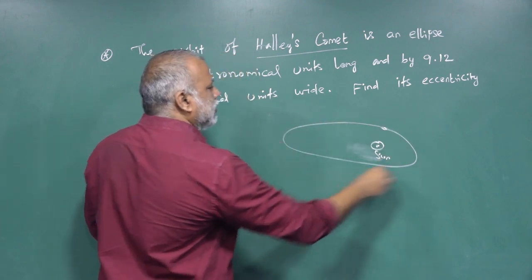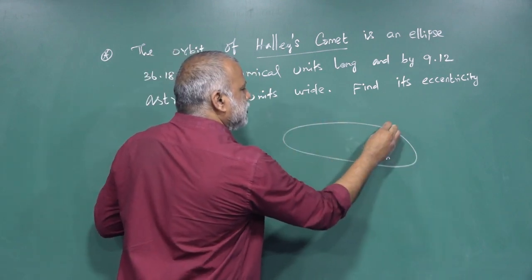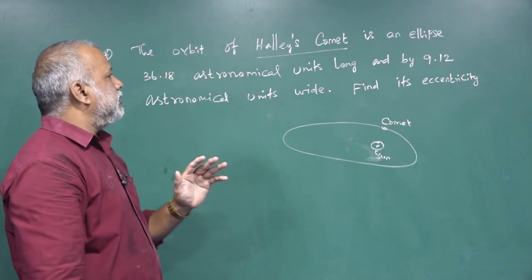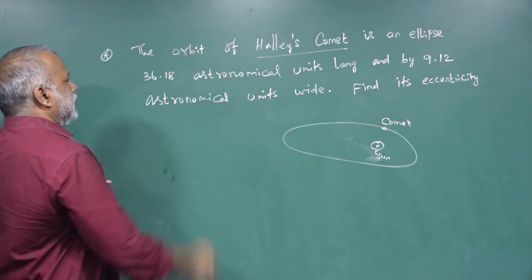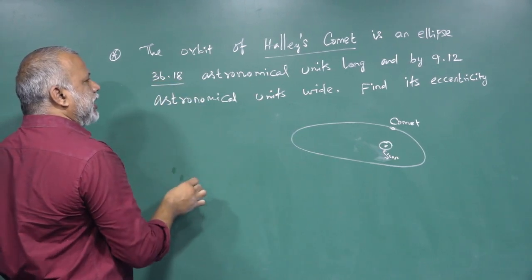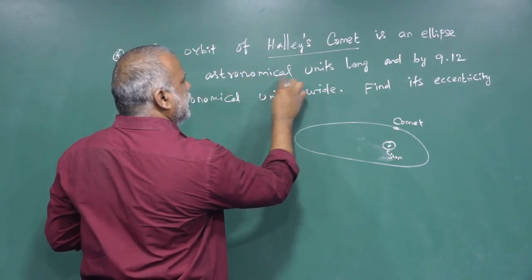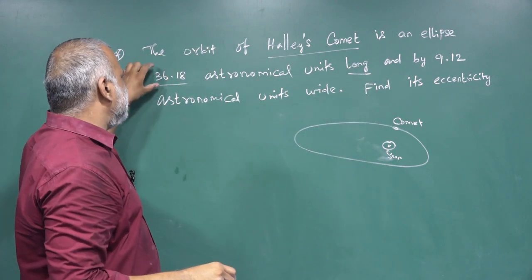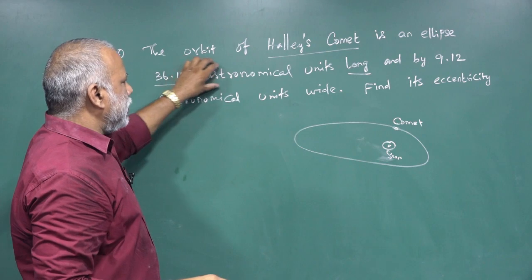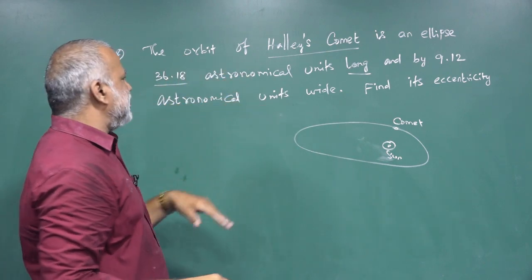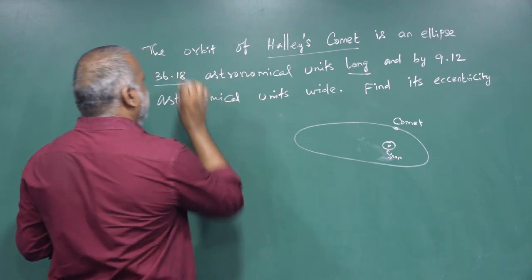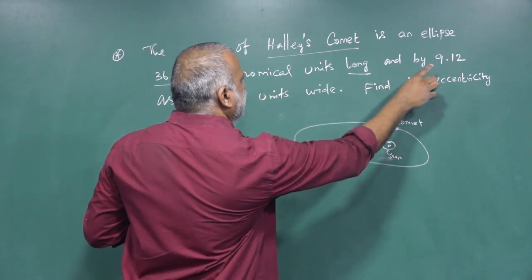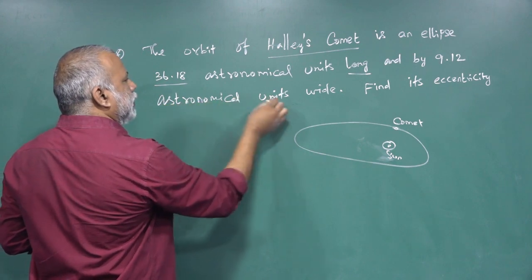The comet is revolving around the sun. Say this is a comet in an elliptical orbit. What are the given concepts? See, 36.18 astronomical units long. In astronomy, the distance is given in astronomical units. So 36.18 astronomical units long and 9.12 astronomical units wide.